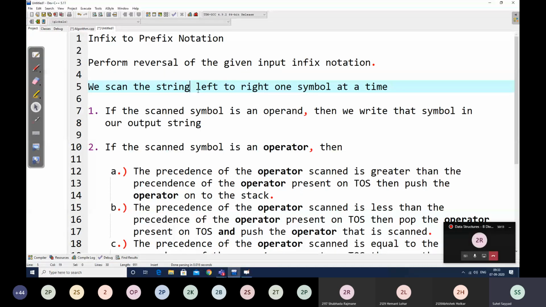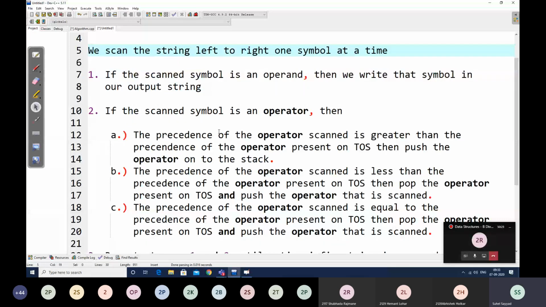Okay. Now while we do this scanning, two things can happen again. The symbol that you are scanning is an operand or it is an operator. Correct? Now, if it is an operand, the logic remains same, that we are going to write that symbol in our output string.